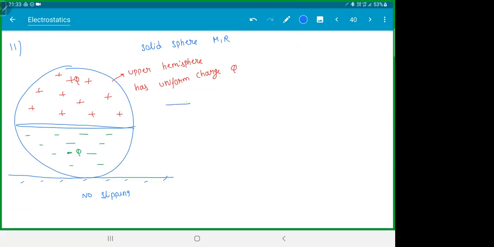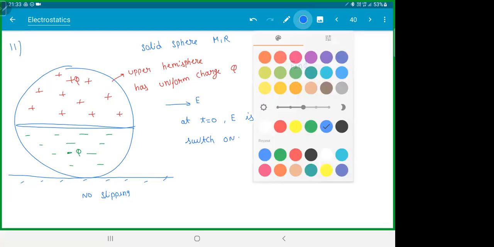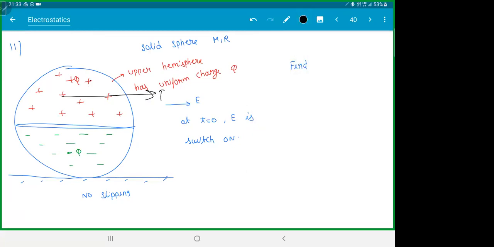At t0, you suddenly switch on the field. So when you switch it on, what will happen? The positive charge's force will be this way, and the negative charge's force will be backward, so the body will try to rotate. Find the acceleration of the center of mass, the angular acceleration, and the friction on the ground at t0.